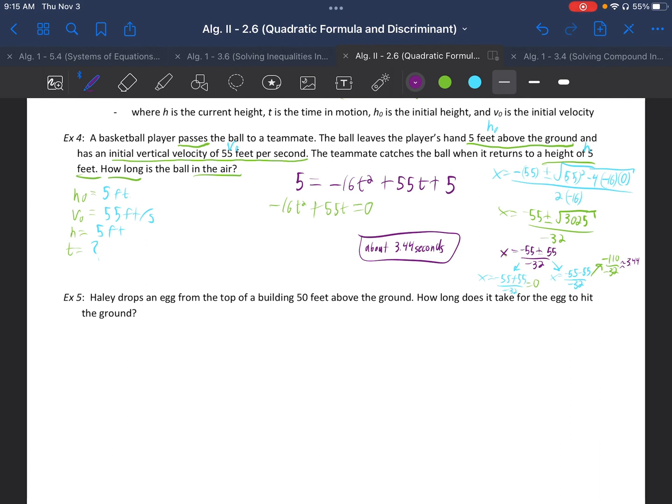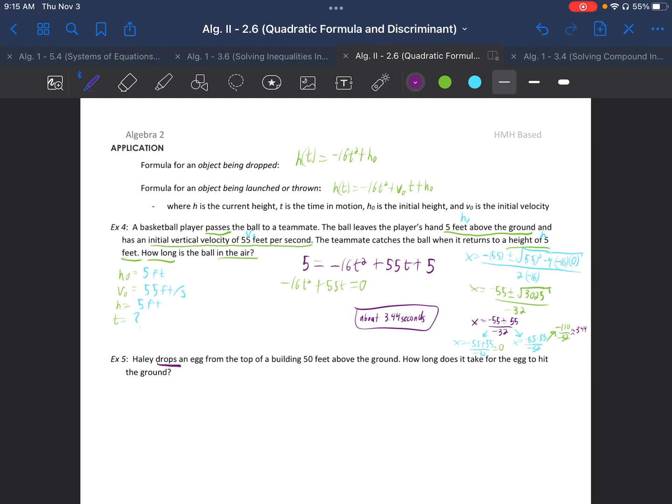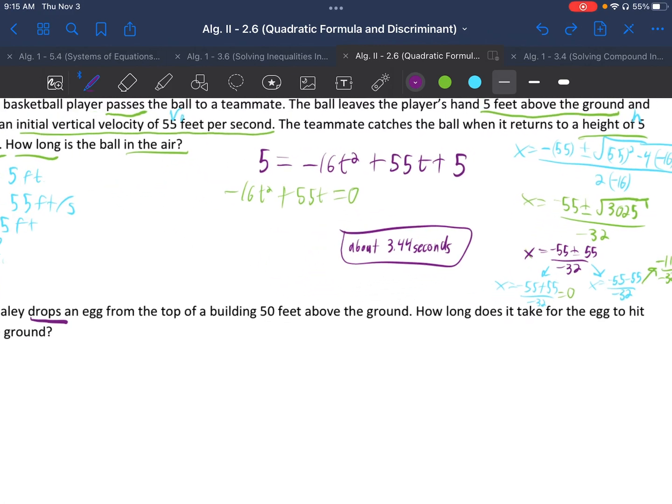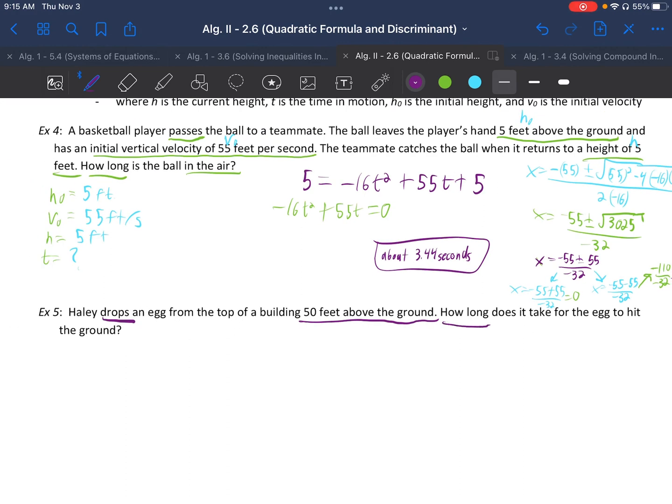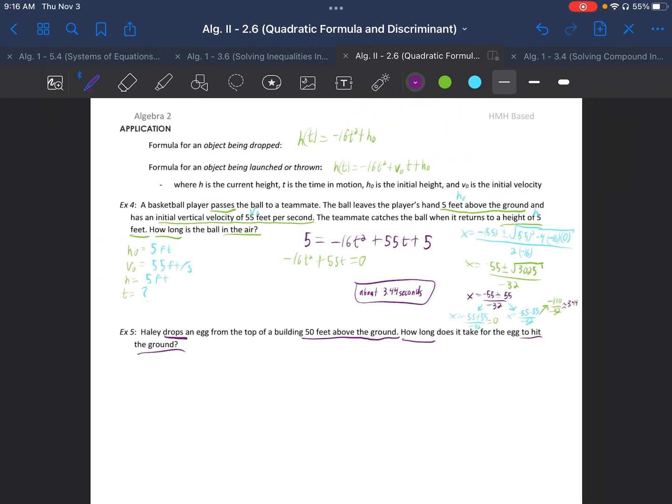Last but not least, Haley here drops an egg from the top of a building 50 feet above the ground. We want to know how long it takes for the egg to hit the ground. We don't need to know it's Haley. We don't need to know it's an egg. But we do need to know she drops it, because that tells us it's the first formula: a dropped object, not something being thrown or launched. From the top of a building 50 feet above the ground, we want to know how long till it hits the ground.